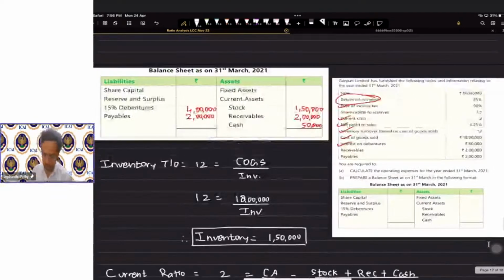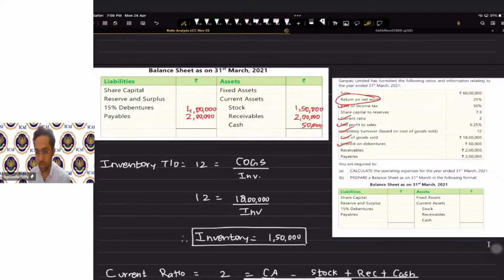Now net worth is actually a combination of both share capital as well as reserves. Darshan is asking, sir, net profit given is always PAT. Yes, Darshan, net profit, whenever they say it, always means the PAT.